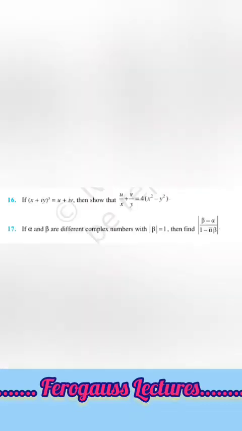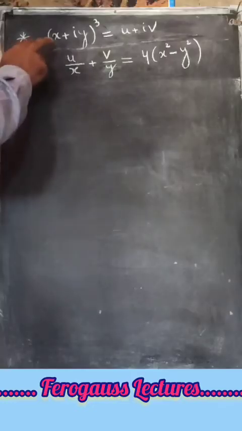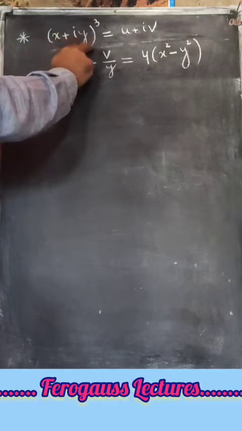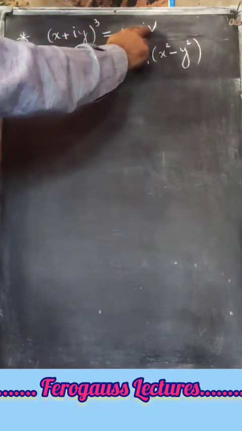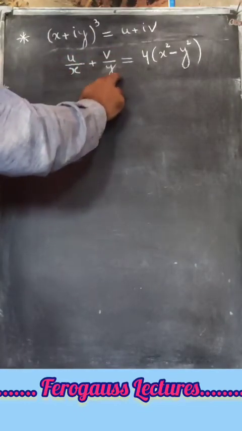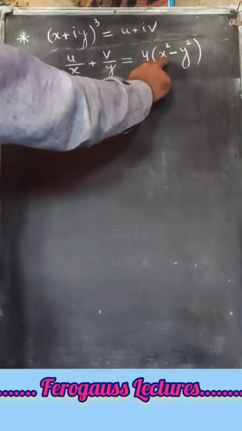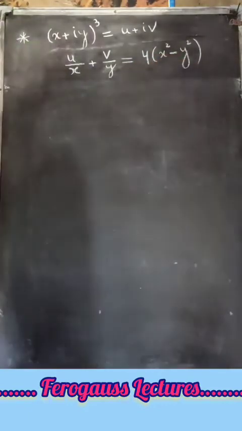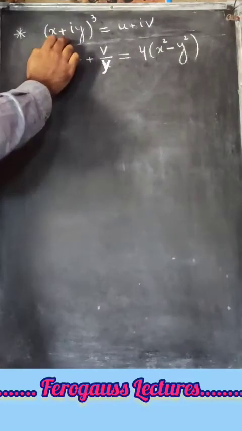Now let us take one more question, that is, if (x plus iota y) whole cube is equal to u plus iota v, then we have to show that u by x plus v by y is equal to 4 times (x square minus y square). Let us prove this result. Here it is given that (x plus iota y) whole cube is equal to u plus iota v, and we have to prove that u by x plus v by y is equal to 4 times (x square minus y square).